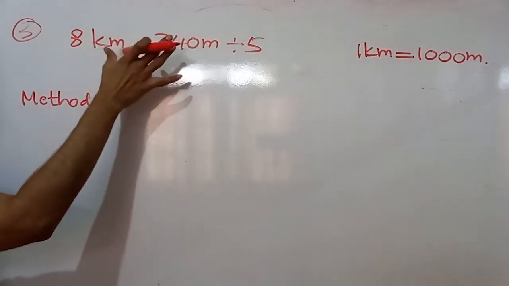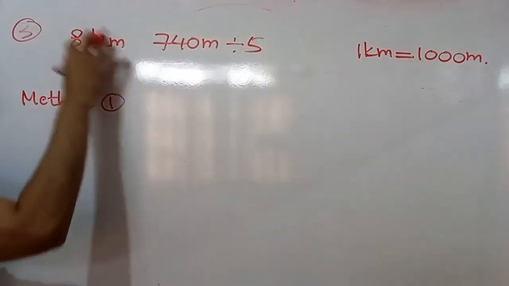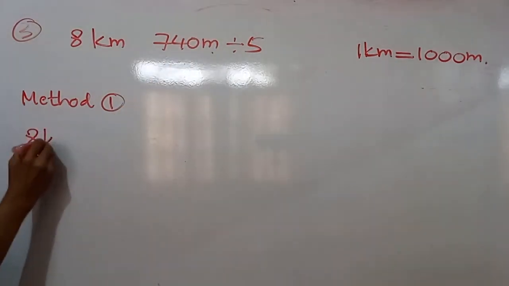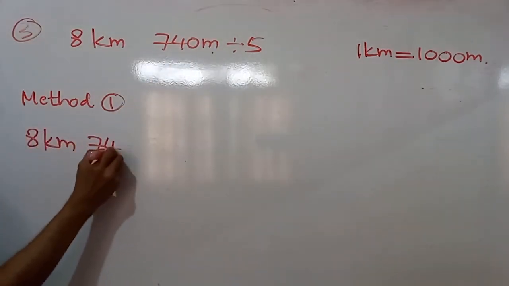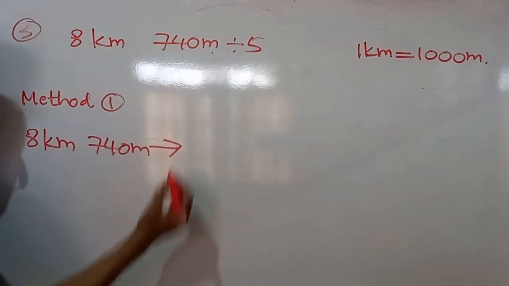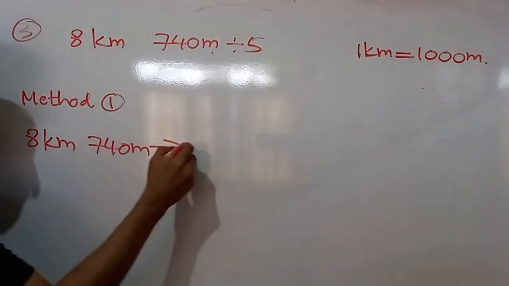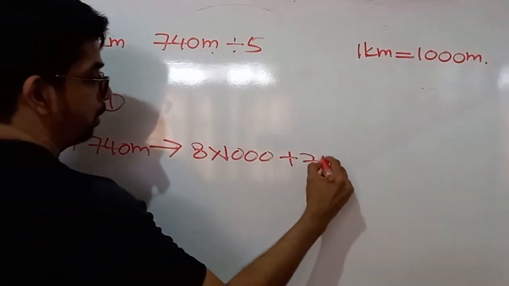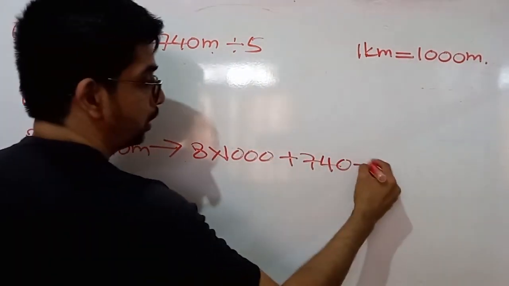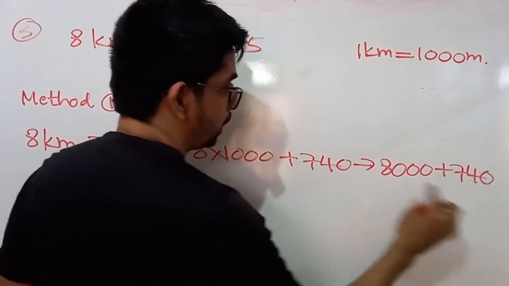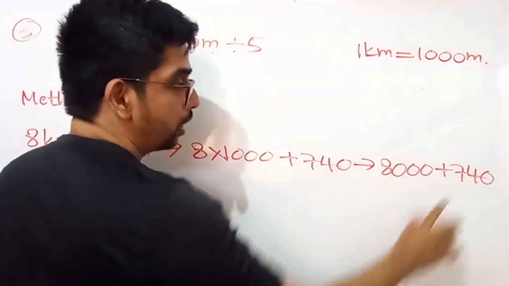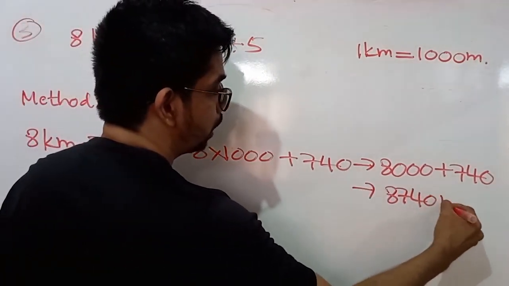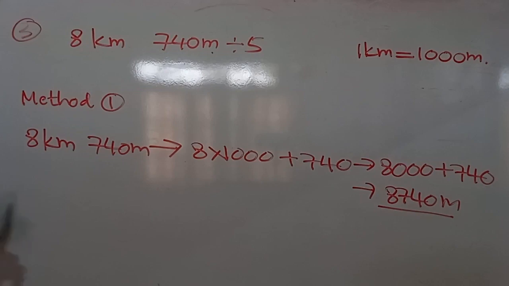So what do we have to do here? We have to convert this whole value into what? Meters. So 8 kilometers and 740 meters. We have to convert this into what? Meters. So 8, we have to multiply that by 1000 and we have to add 740 to that, right? So this becomes 8,000 plus 740. So when we add these together, we get what? 8,740 meters.